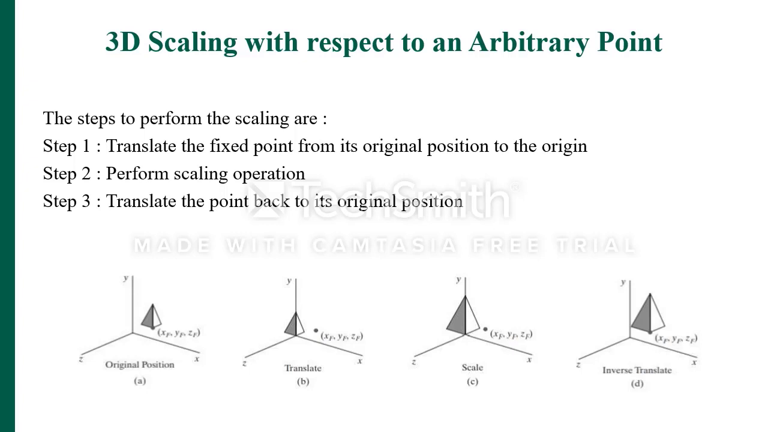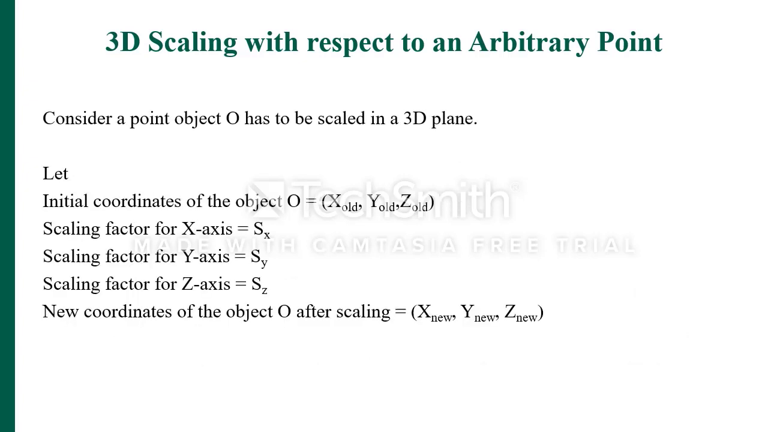The steps to perform scaling are as follows. There is an object at the initial position, which can also be called the original position, and we translate it, making sure that one of the axes of the object passes through the origin. Then we perform the scaling operation, and then we move it back to its original position. In this case, we have increased the size of the object.